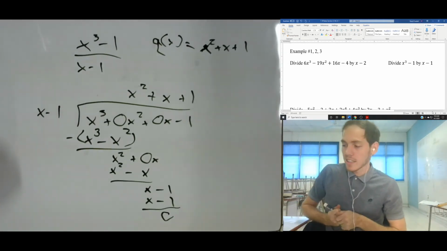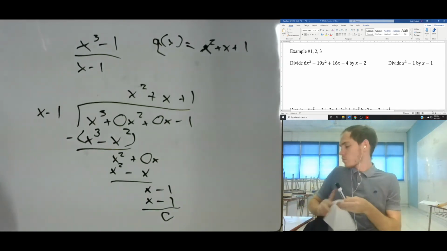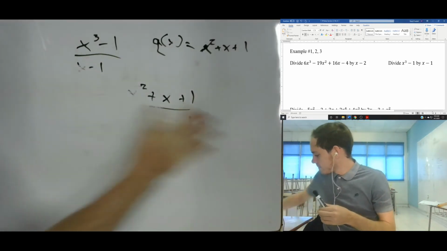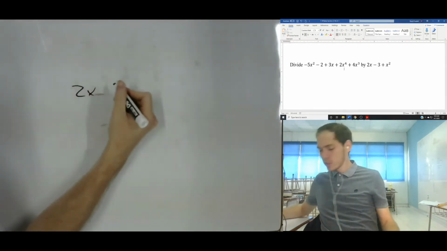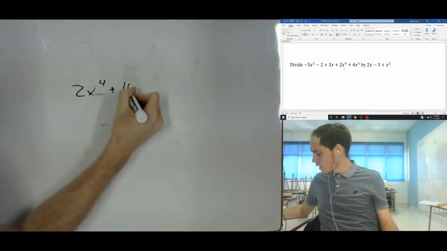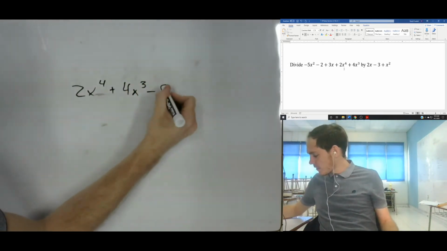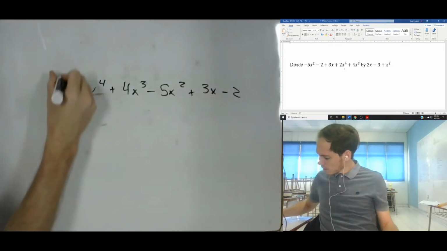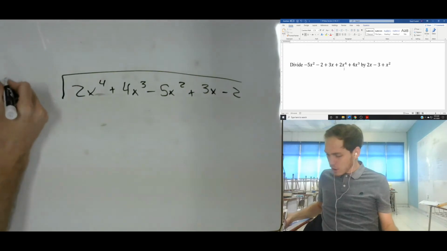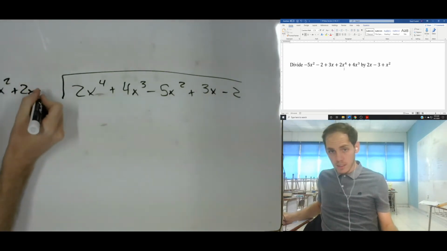Okay, sorry that that's a little bit messy. Just writing at a straight angle. Okay, let's try the last one of these examples, and we'll move on to the next part on the next video, okay? If it's out of order, you need to write it in order. So I'm just going to write it out of order. 2x to the 4 plus 4x cubed minus 5x squared plus 3x minus 2. I'm going to divide this by x squared plus 2x minus 3.